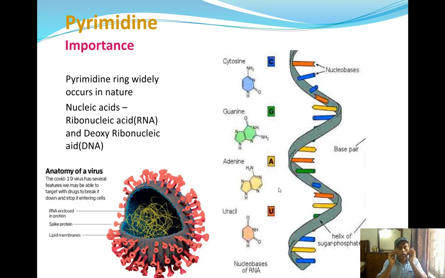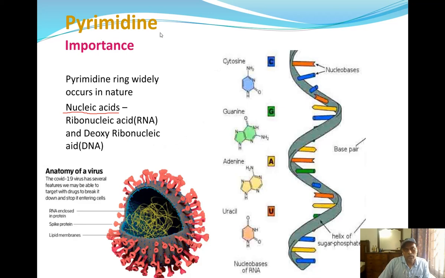So pyrimidine is widely present in nature. It is also the building block of nucleic acids, ribonucleic acid, RNA, and deoxyribonucleic acid, DNA, and some of the viruses. So there are DNA viruses, there are RNA viruses too.